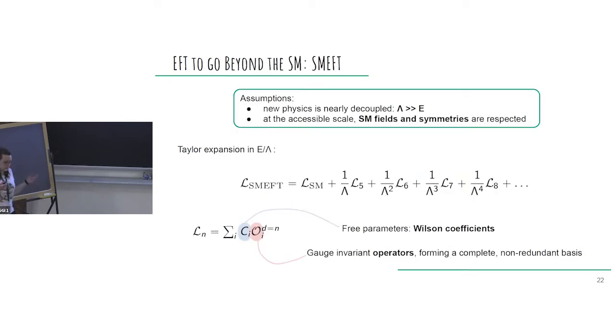Going back to our case, the standard model effective field theory again: we make this assumption. We say new physics is decoupled from the physics that we have at, let's say, today's energy scales, but we assume that the standard model symmetries and fields are still valid at this energy, and then we expand the Lagrangian in terms of operators and Wilson coefficients.